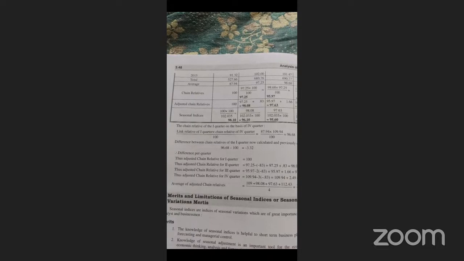Right. Now this is how you're supposed to work it out. The continuation also, let me show you, and we'll switch on to the next. See, this is how the problem will be continued. So it is the totals, average, chain relatives, adjusted chain relatives, and seasonal indices. This is how it is to be worked out. Anyway, because it is not there in your syllabus, I'm not going further. But if you can have this information with you, probably it will be helpful.